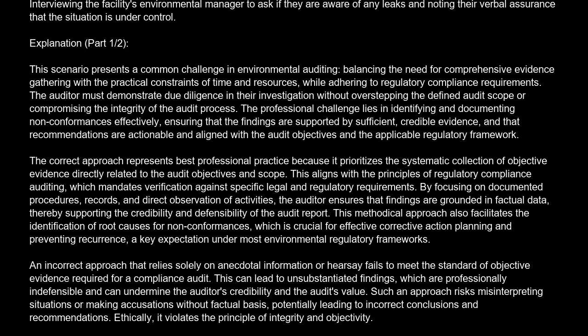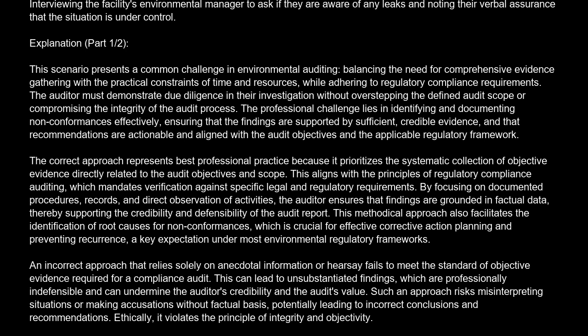The correct approach represents best professional practice because it prioritizes the systematic collection of objective evidence directly related to the audit objectives and scope. This aligns with the principles of regulatory compliance auditing, which mandates verification against specific legal and regulatory requirements. By focusing on documented procedures, records, and direct observation of activities, the auditor ensures that findings are grounded in factual data, thereby supporting the credibility and defensibility of the audit report.